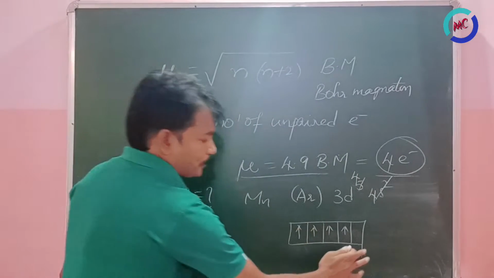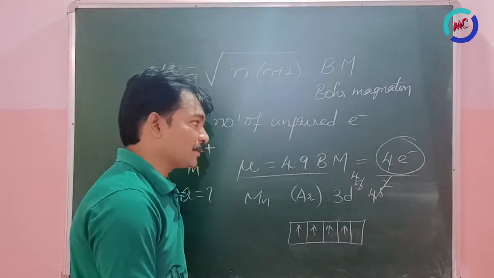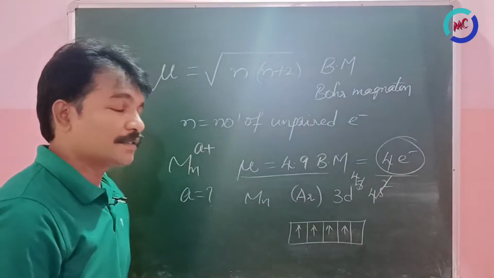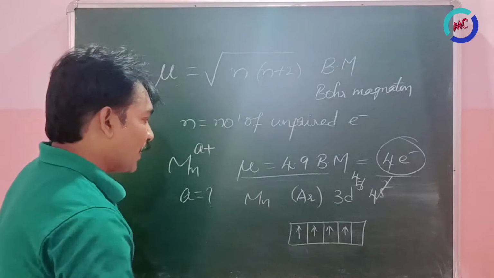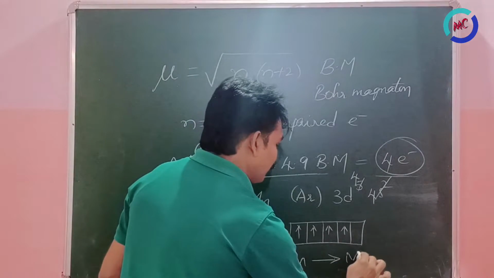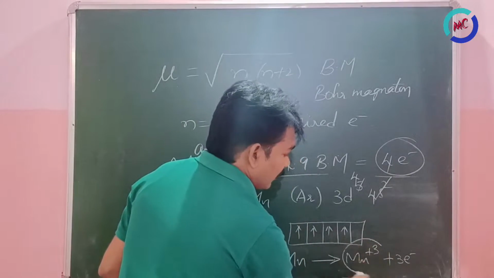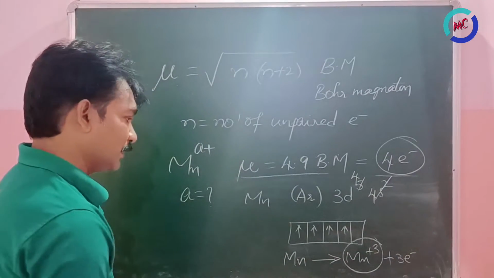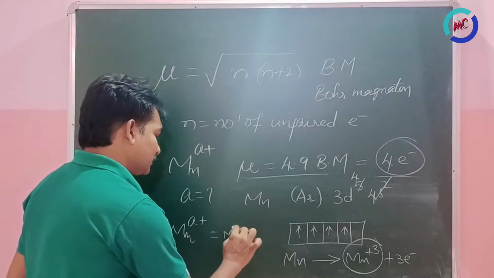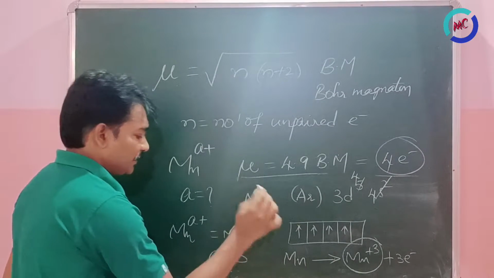See here, now it has 4 unpaired electrons. When it has 4 unpaired electrons, by losing 4s2 electrons and one of the electrons from 3d, it means it lost 3 electrons. By losing 3 electrons, Mn becomes Mn plus 3. Now, Mn A plus is nothing but Mn plus 3, means A is equal to 3.